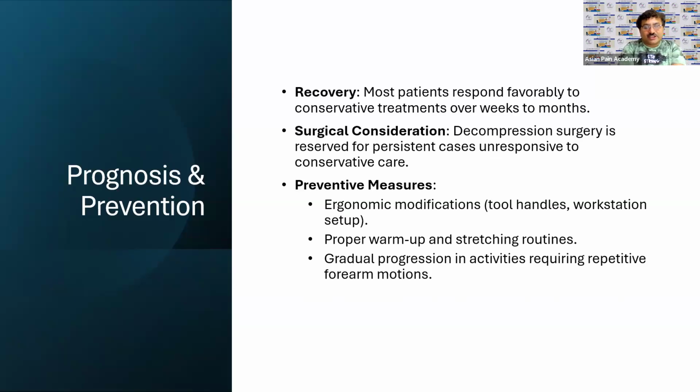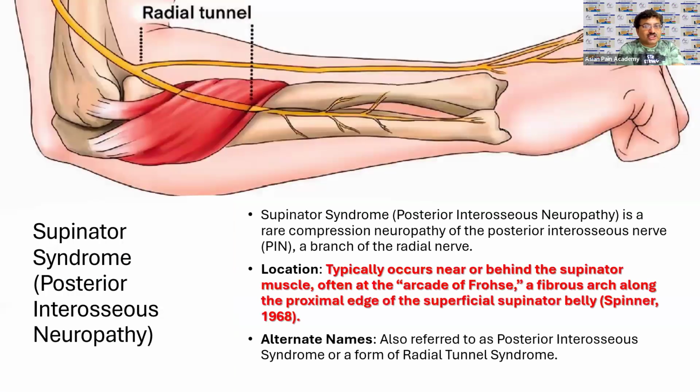Preventive measures include ergonomic modifications, proper warm-up, and gradual progression of activities so that the nerve is not compressed. Now coming to the area where it is compressing within the supinator or at the entry of the supinator, there is a fibrous arch at this point where it enters the supinator. It is known as the arcade of Frohse, and this is the common area of compression of this nerve.